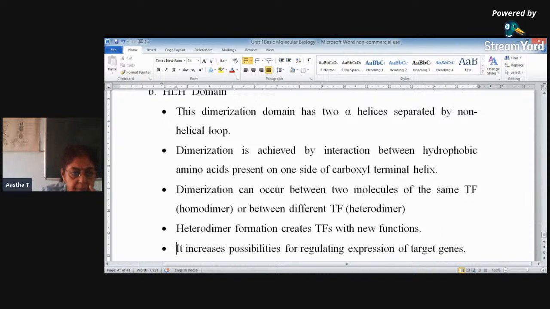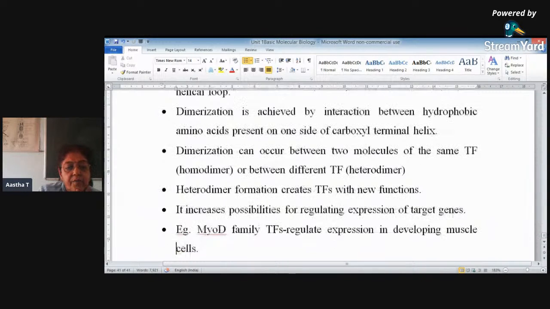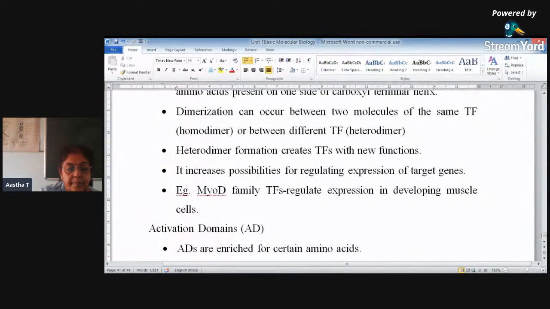All of these are involved in transcription. As I told you earlier, those that are sequence specific are involved in transcription, and those that are sequence non-specific are involved in replication. So it helps in the expression of target genes, like the MyoD family transcription factors. They regulate the expression in developing muscle cells.